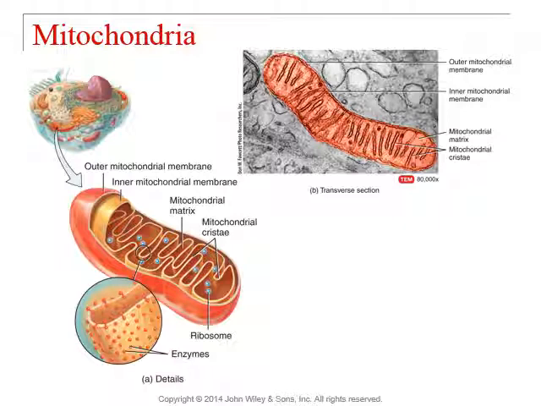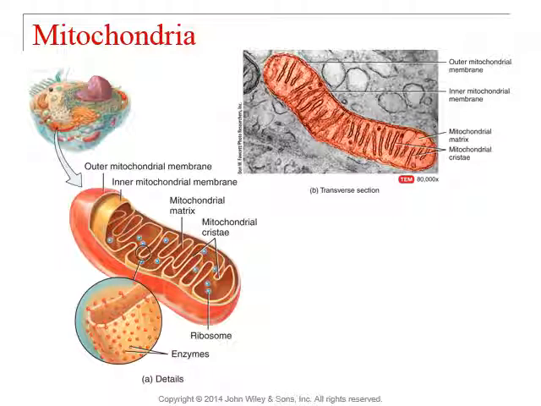And you see the many infoldings inside there. You have the mitochondrial matrix, which is its own little intracellular fluid found within the mitochondria, and mitochondrial cristae, which is where the breaking of ATP to ADP and phosphate to break these bonds for energy will occur.